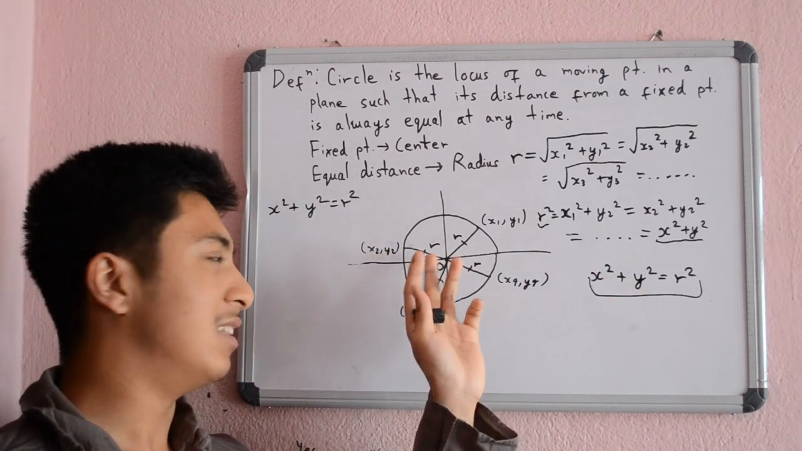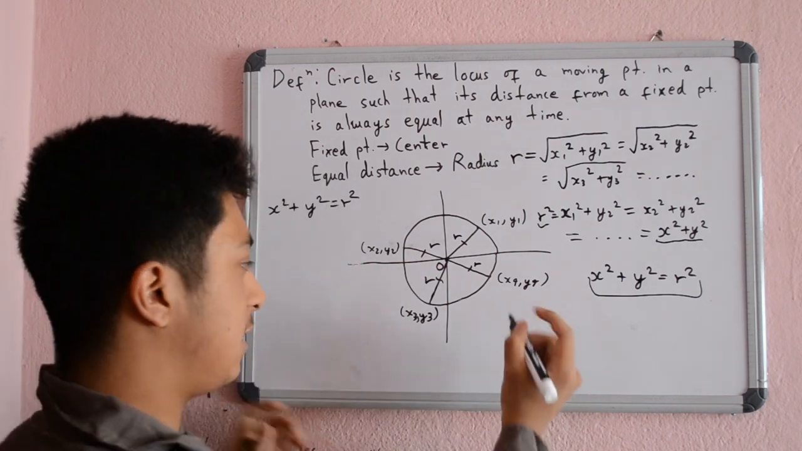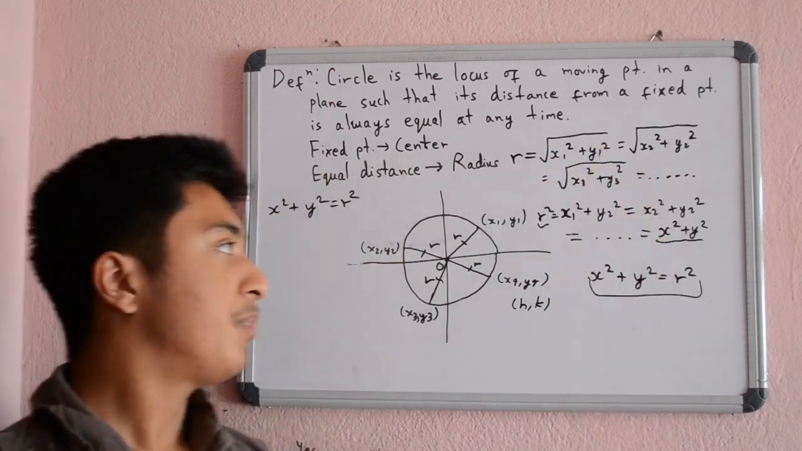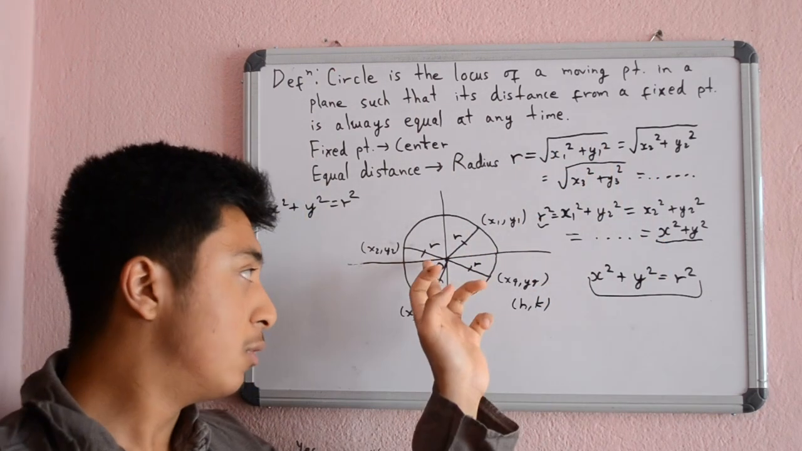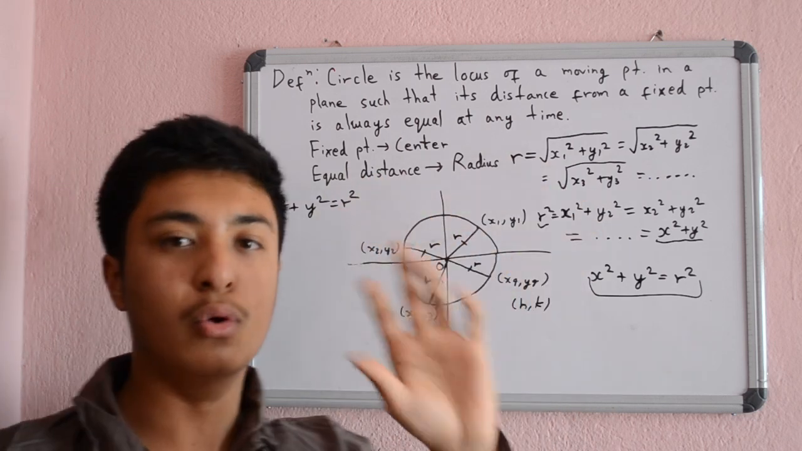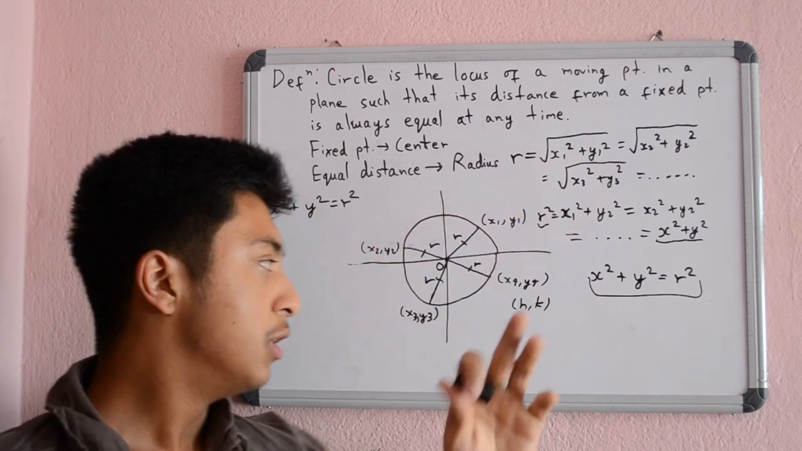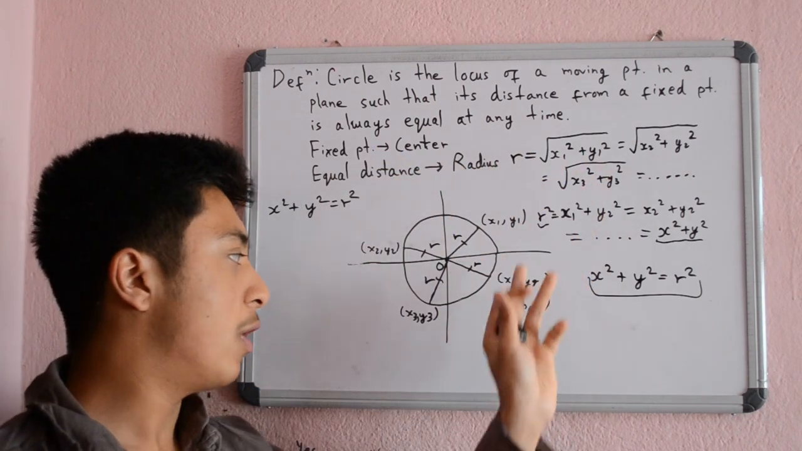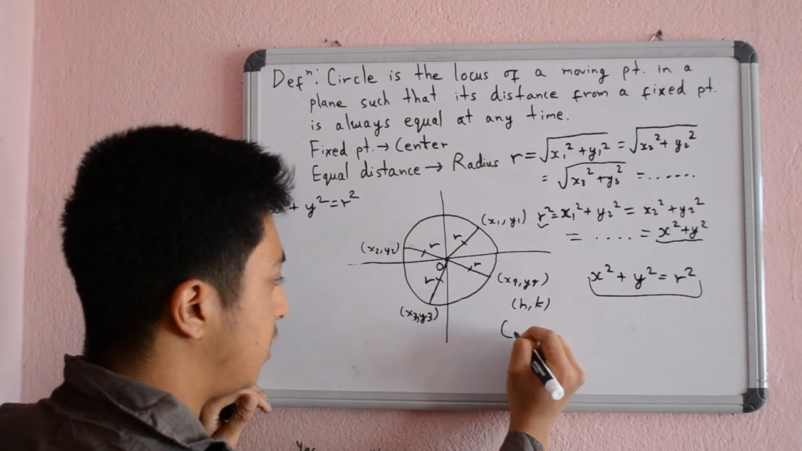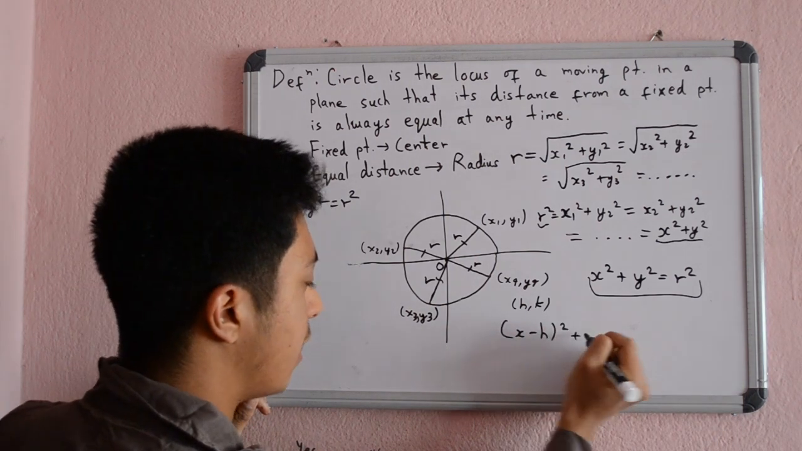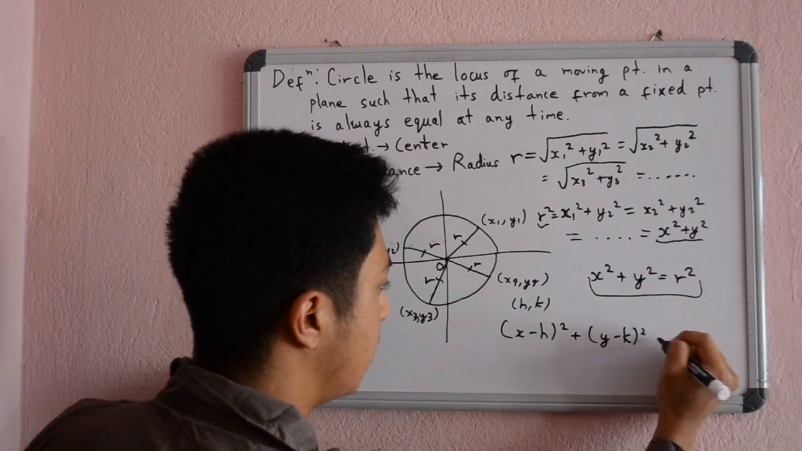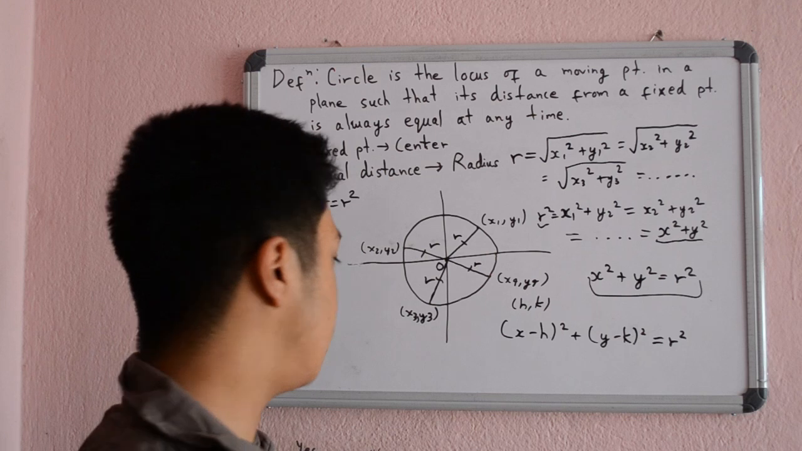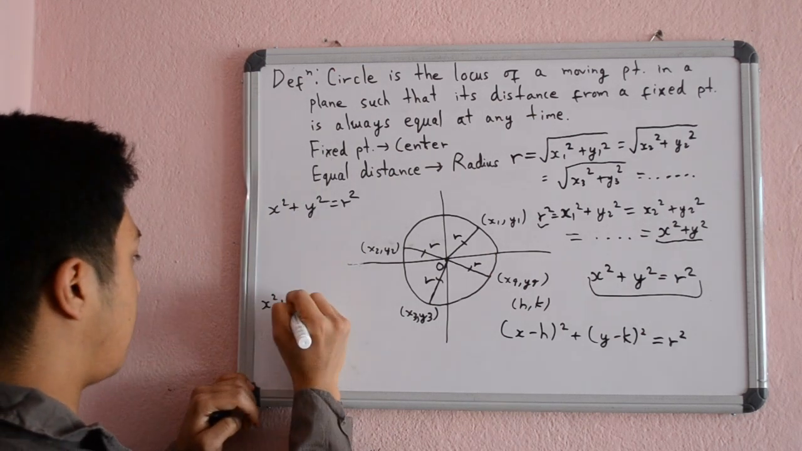But what about a circle at any center, at any point, let's say h comma k? Well, where did this distance formula come from? It is x1 minus 0 whole square plus y1 minus 0 whole square. So instead of minus 0, you'll have minus h: x1 minus h whole square plus y1 minus k whole square. So in the end, you'll simply get x minus h whole square plus y minus k whole square is equal to r square.